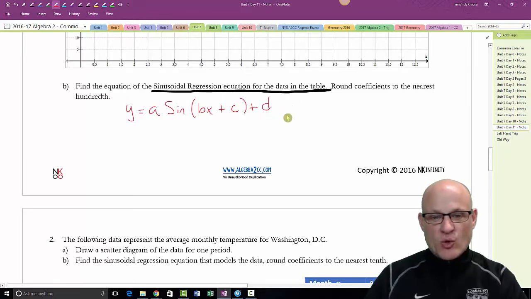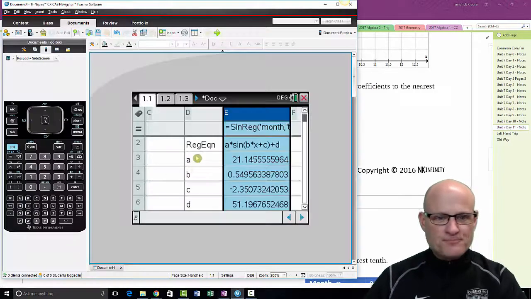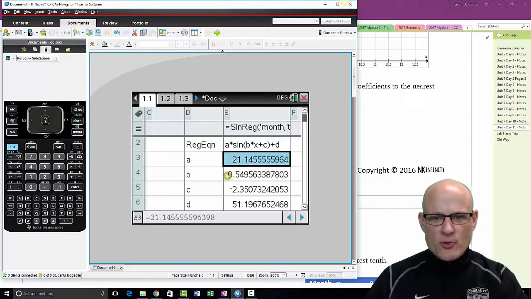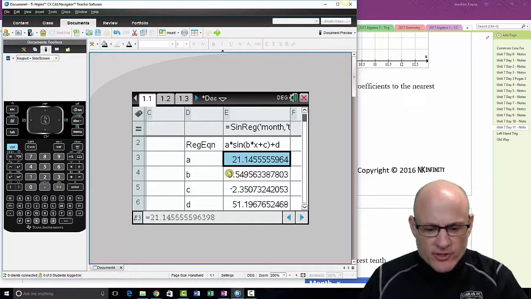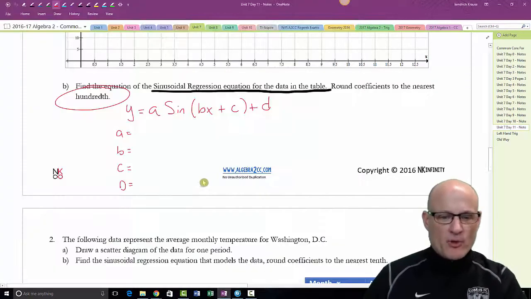I know we call this one C, but this is what the calculator does. So we need A equals, B equals, C equals, and D equals. And in order to save time, let's round everything to the hundredths right now. I don't have my answers here. Oh, there, she's got them right there. A is 21.15.